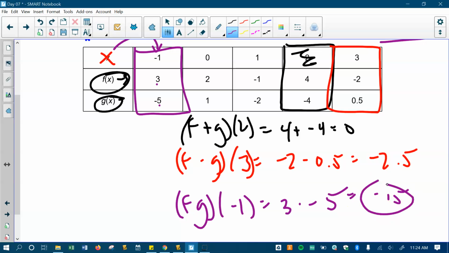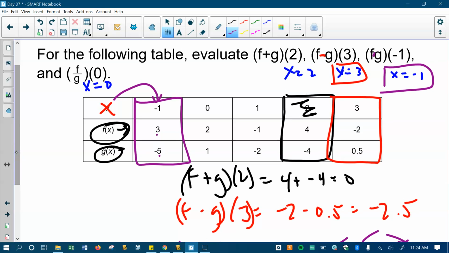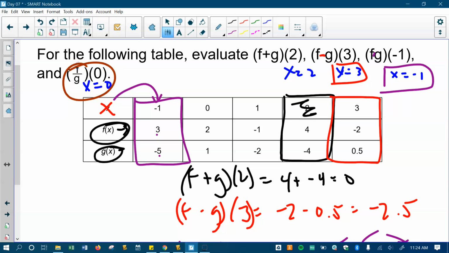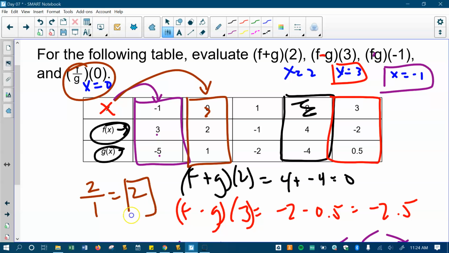And then finally, I think we have f divided by g of 0. Let's do that one. f divided by g of 0 is when x equals 0. Look at these two numbers, 2 and 1, which means I have to do 2 over 1, which is 2. And this is f over g of 0. So again, notice that this is not saying to multiply everything by 0. It's saying when x equals 0, divide those two numbers.